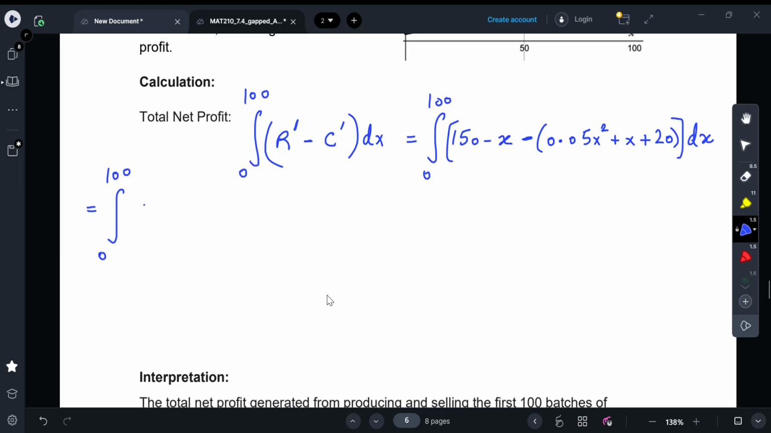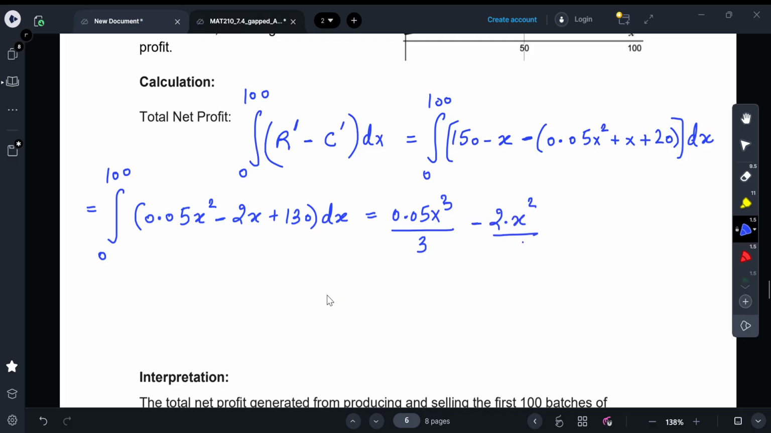So when you do all the dirty work, this will be 0.05x² − 2x + 130 dx. See, so far I'm not doing anything with the formulas of integration. I am just simplifying. Now I apply the formulas. So the power rule for anti-differentiation is: add 1 to the power, divide by it. Same thing here. We have 2 times x squared over 2, and the constant becomes times x.